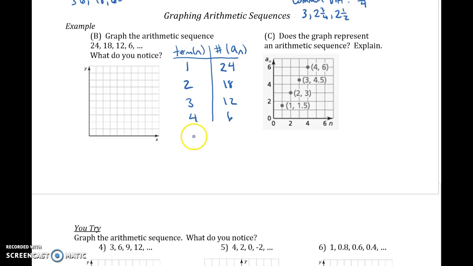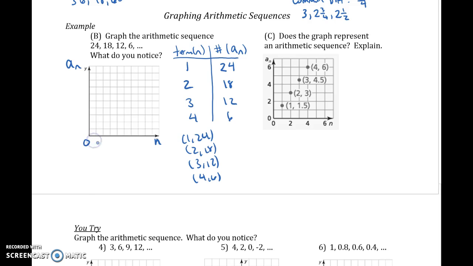And then each of these becomes an ordered pair, right? 1, 24; 2, 18; 3, 12; 4, 6. And then you want to think, what's the independent and what's the dependent? Well, the number depends on the term we're looking at. So n should be my x-axis, and a sub n is my y-axis. And then I can go ahead and plot this.